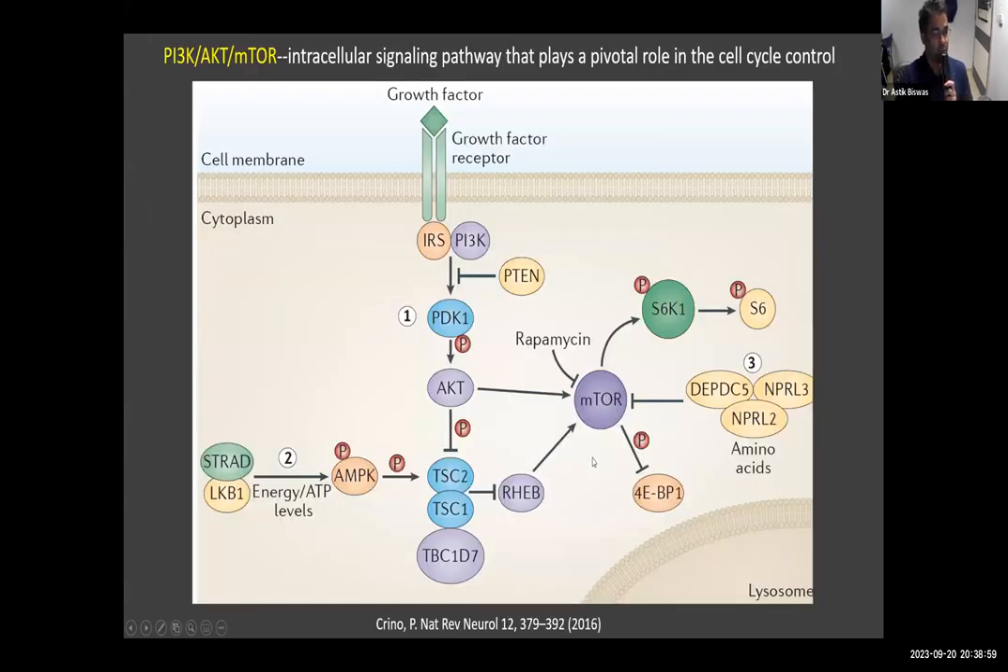So this is the mTOR pathway, and these are some of the mutations that we saw. So PTEN, AKT, mTOR, of course, very important. Tuberous sclerosis, we know there are two types. And finally, the GATOR pathway comprises DEPDC5 and NPRL3 and 2. And of late, a lot of importance has been given to DEPDC5 mutations in focal cortical dysplasia.